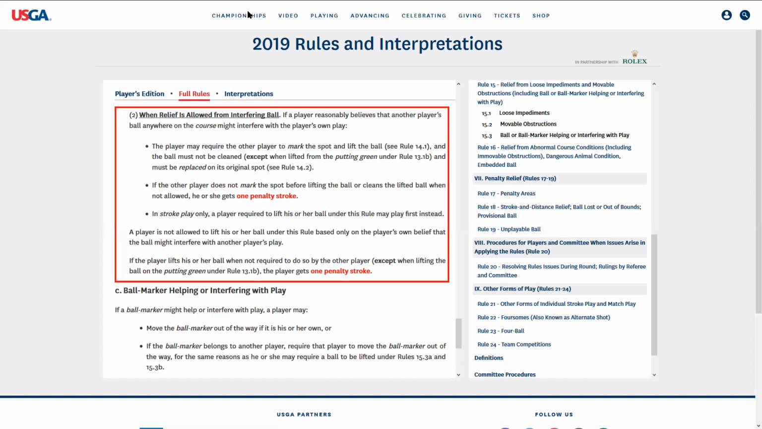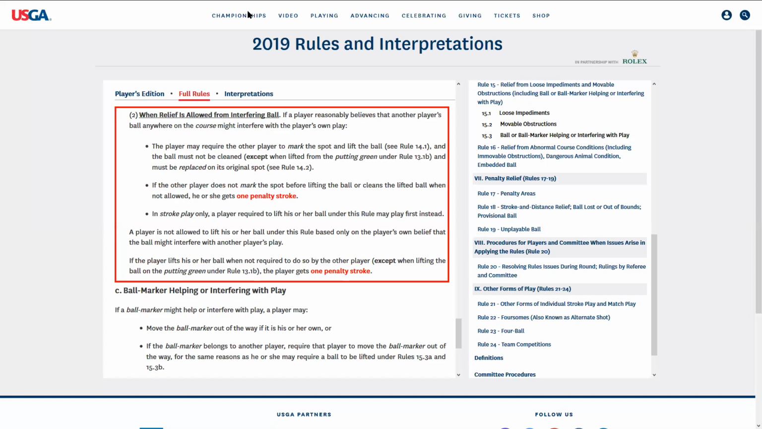And then this is the stroke play exception. In stroke play only, a player required to lift his or her ball under this rule may play first. And a player is not allowed to lift his or her ball under this rule, based only on the player's own belief that the ball might interfere with another player's ball. And the reason for that is because it is the other player's decision, not the player's decision.